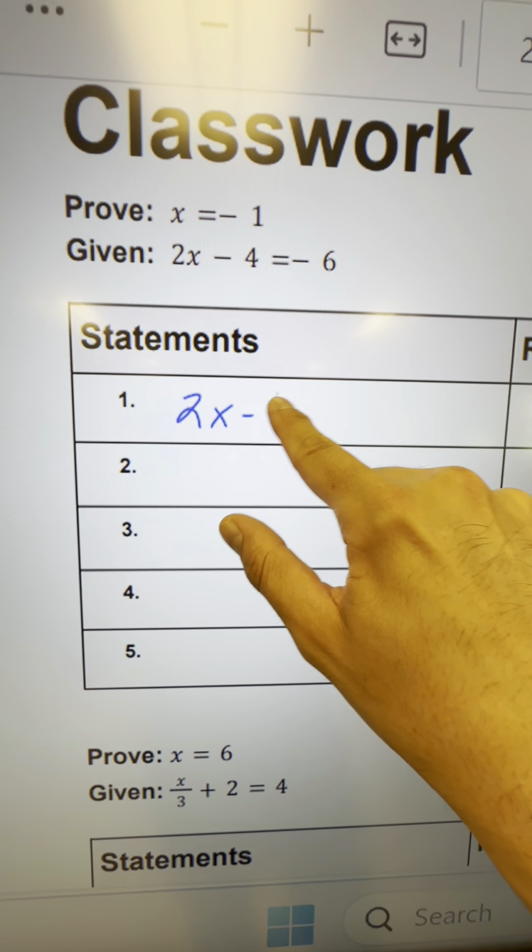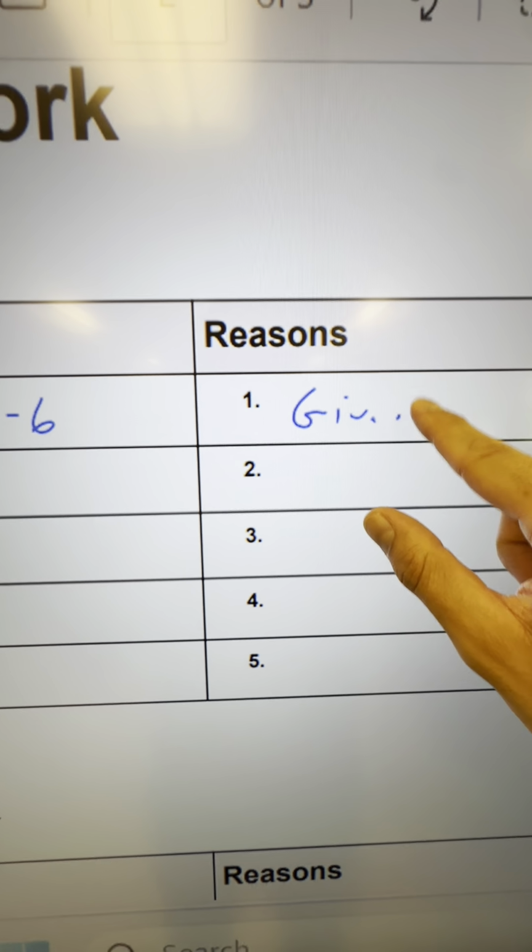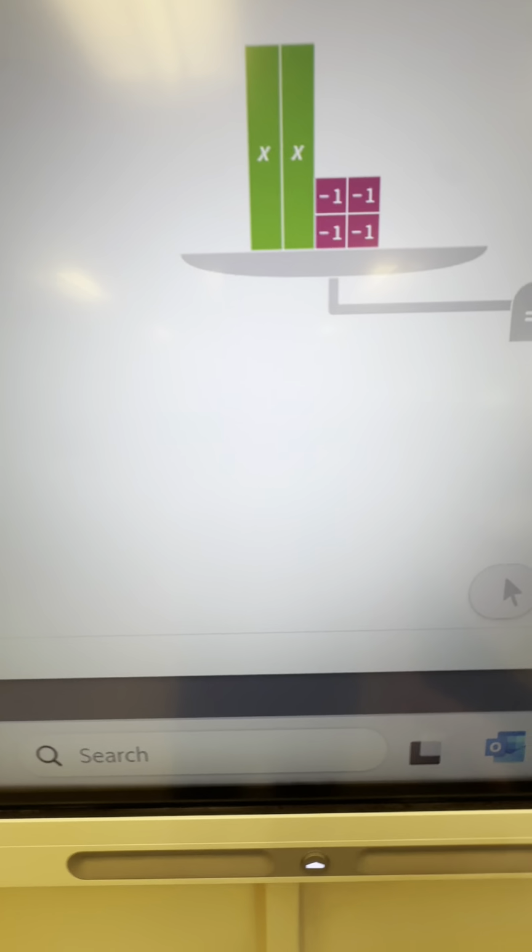So as usual, start off with your given. So 2x minus 4 is -6. Again, this is given to me. So now I'm going to jump over to my scale balance.